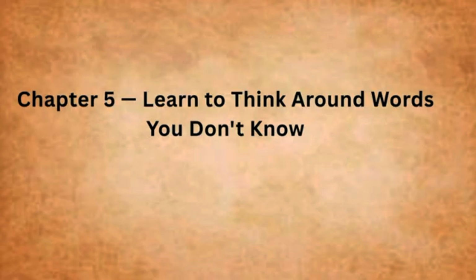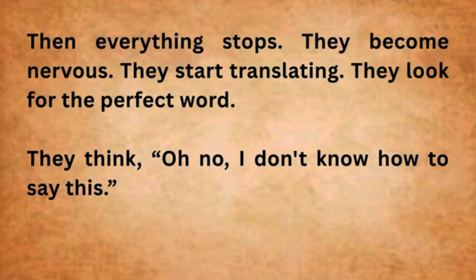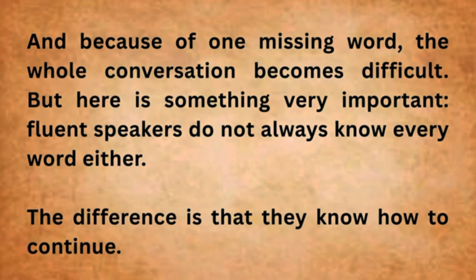Chapter 5. Learn to think around words you don't know. One of the biggest reasons English learners stop speaking is very simple. They forget one word. They may know exactly what they want to say, but suddenly one important word disappears from their mind. Then everything stops. They become nervous. They start translating. They look for the perfect word. They think, "Oh no, I don't know how to say this." And because of one missing word, the whole conversation becomes difficult.